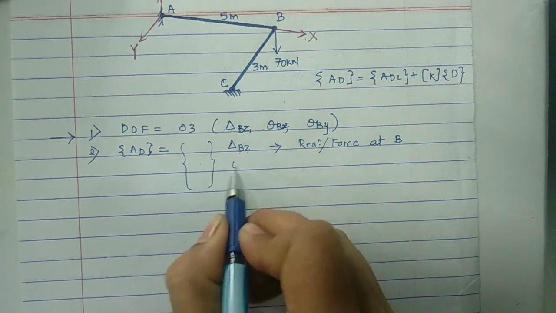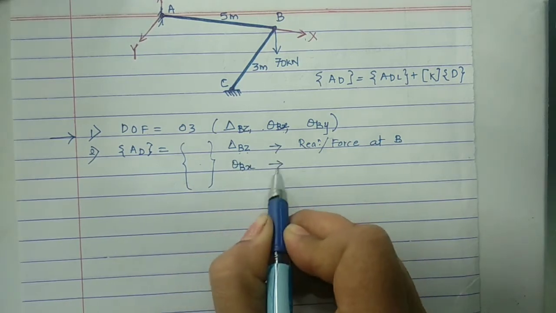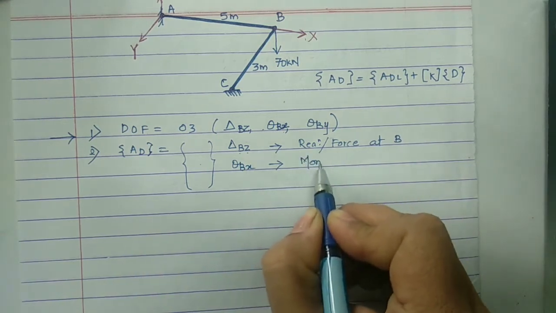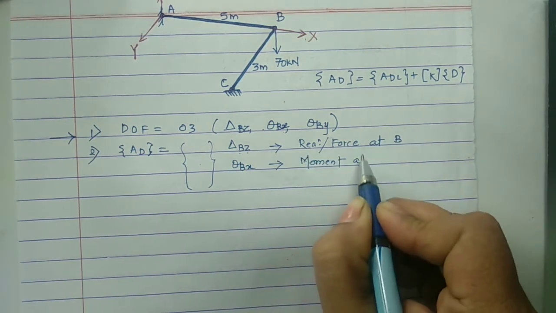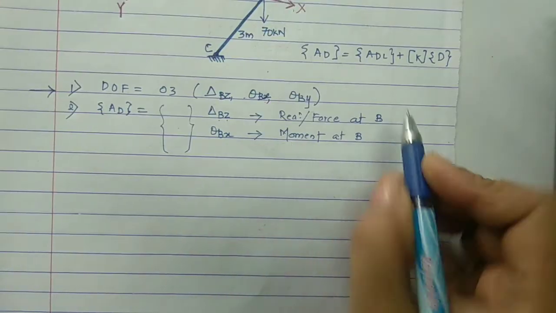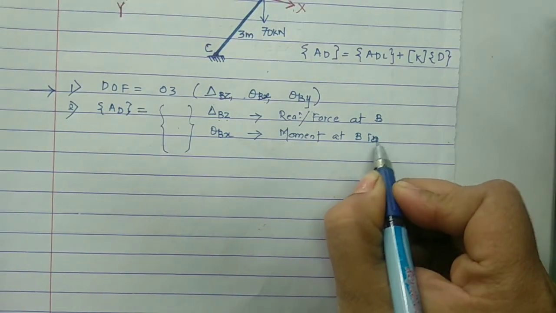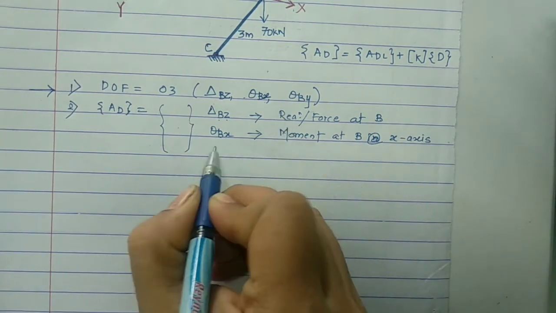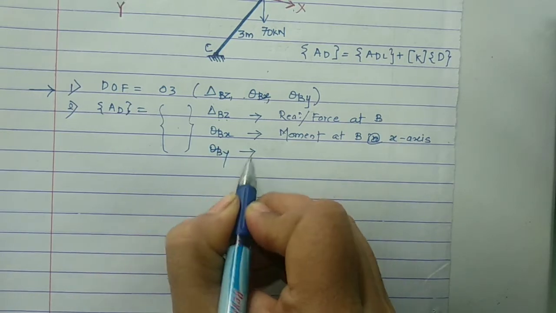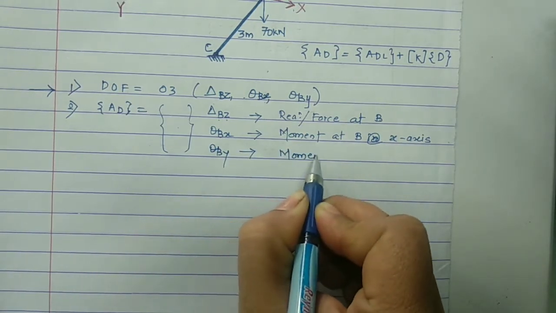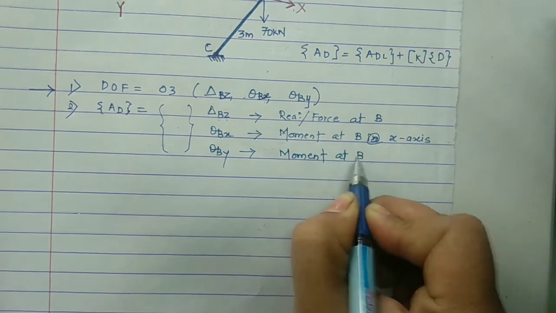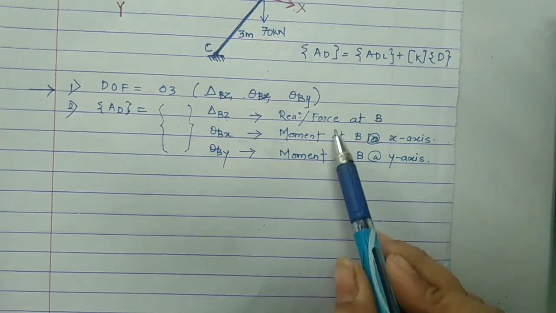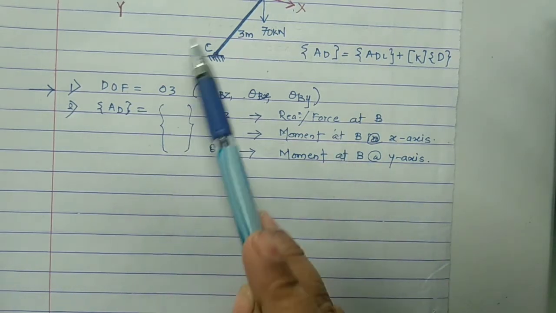The second element will correspond to theta BX, which is the action corresponding to theta BX, that is the moment at B point about the X axis. The third element will be the action corresponding to theta BY, that is the moment at B about the Y axis. So these three elements will be there from the original structure.